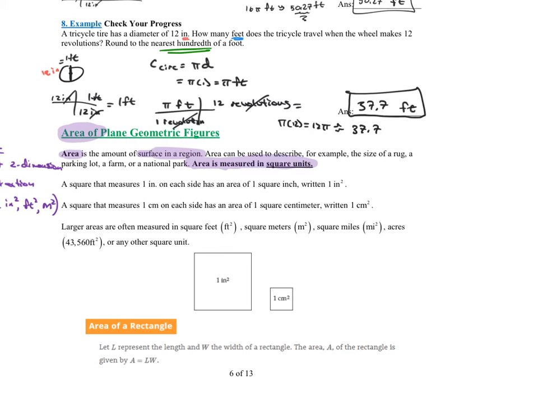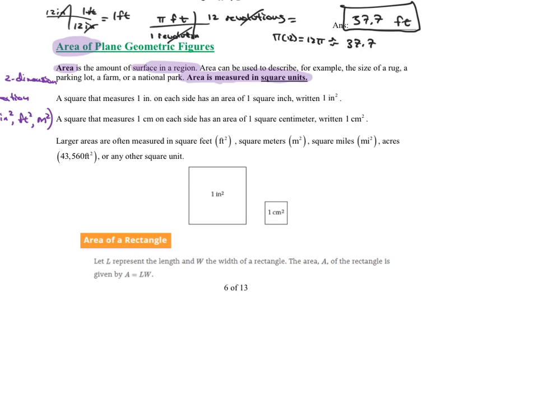Okay? So let's look at this. It says a square that measures 1 inch on each side has an area of 1 square inch, or 1 inch squared. A square that measures 1 centimeter on each side has an area of 1 square centimeter, written 1 centimeter squared. Larger areas are often measured in square feet, square meters, square miles, which are acres, which by the way, an acre is 43,560 square feet. Another wonderful conversion for this. Or any other square unit.